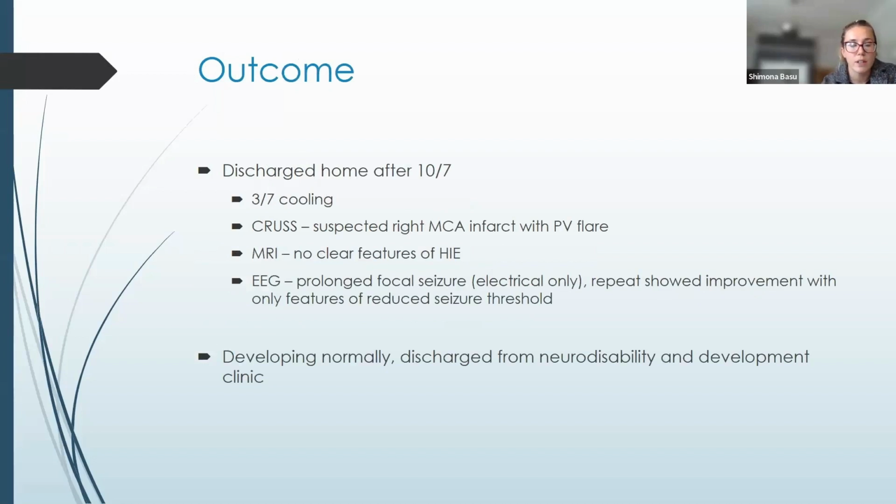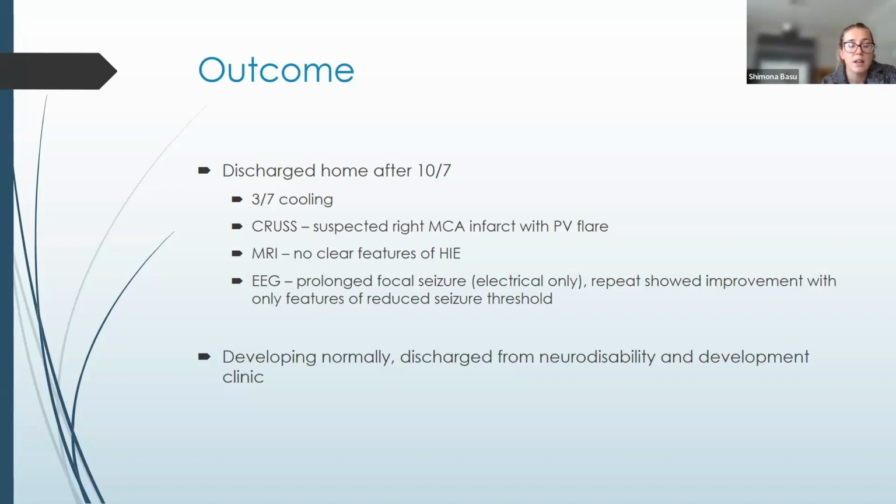This baby went to Sheffield and was discharged directly to home after a 10-day inpatient stay. So the baby had 3 days of cooling, had a cranial ultrasound whilst as an inpatient, which showed a possible infarct of the right middle cerebral artery, and then went on to have an MRI, which didn't show any signs of HIE. The baby also had an EEG, which showed an electrical focal seizure, but then had a repeat one just before discharge, which was essentially normal, apart from possibly showing features of a reduced seizure threshold.